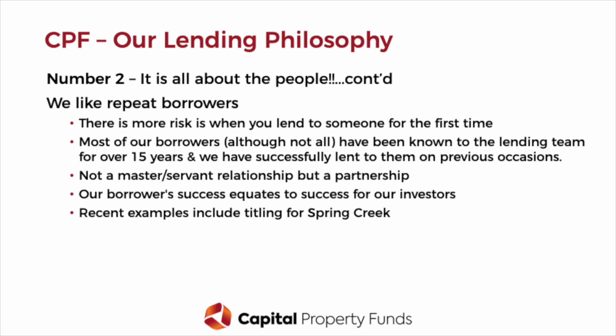And the other thing too, we like repeat borrowers. So our philosophy is the most risk is when you lend to somebody for the first time. So ideally what we want to be able to say is that we've known this person for 15 to 20 years, we've lent to them on previous occasions, and there's less risk. So we like repeat customers. And this will stem back a little bit to our lending philosophy. So most, if not all of our borrowers have been known to the lending team for over 15 years, and we've successfully lent to them on previous occasions.